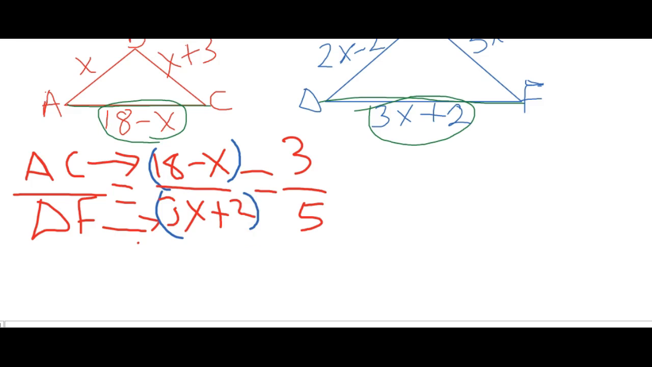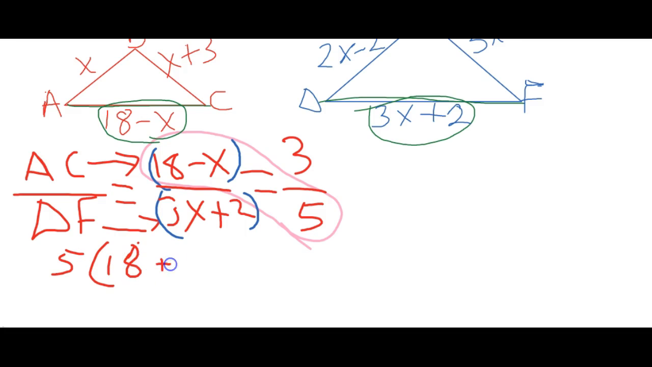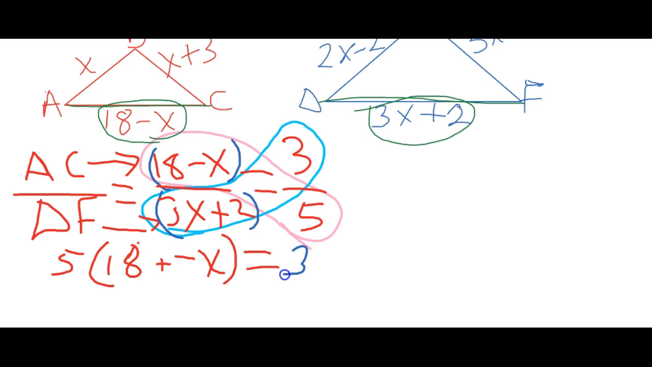So then we can do 5 times that. So we have 5 times 18 minus X, which is 18 plus negative X. So one side equals the other side, which is 3 times 3X plus 2. Are you with me? Okay.